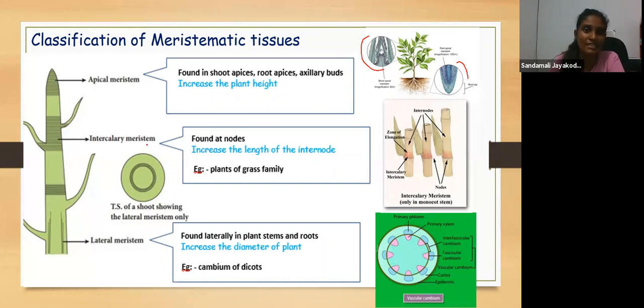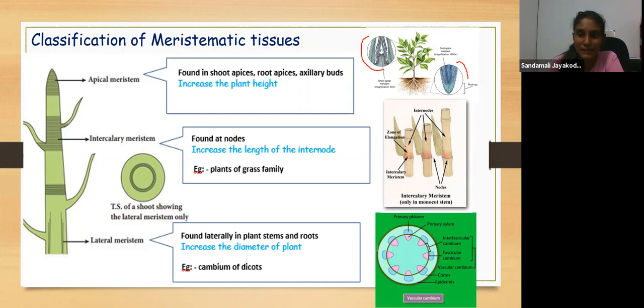And then I am moving to discuss intercalary meristem. We can find them at nodes. The nodes can normally be found in monocot plants like sugarcane and also bamboo, those kinds of plants. Sometimes areca nut. This kind of monocot plants have nodes.